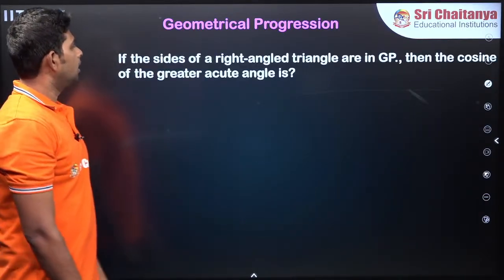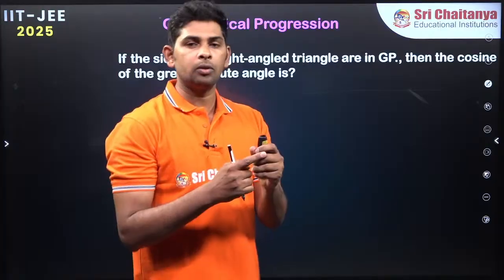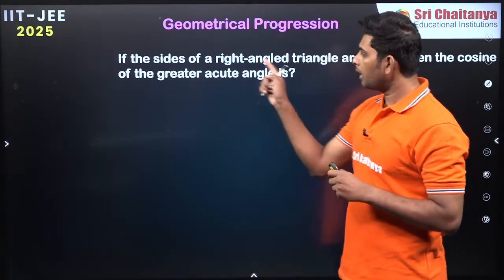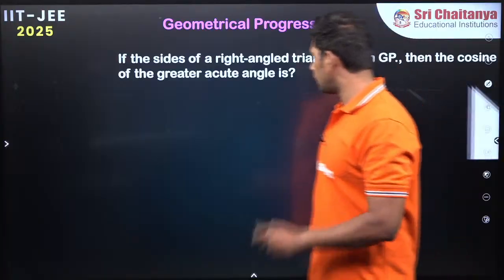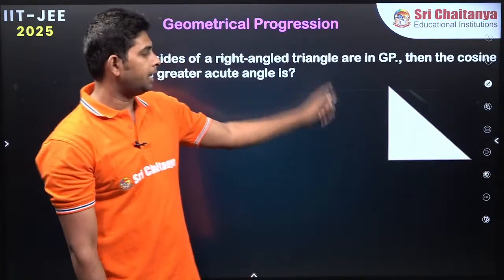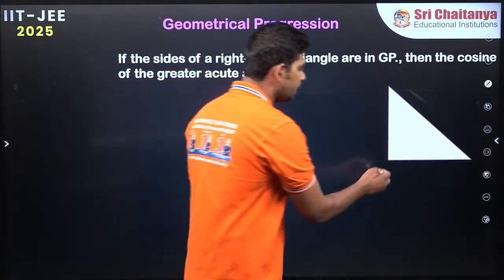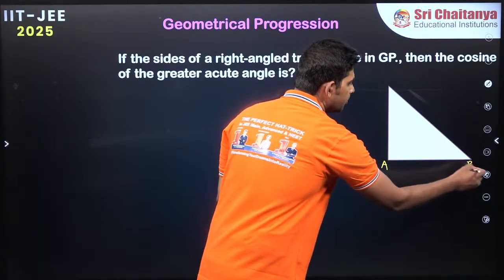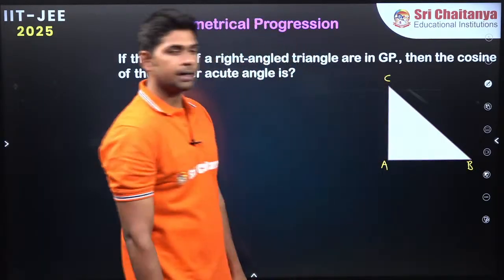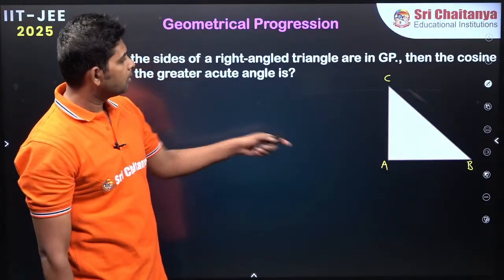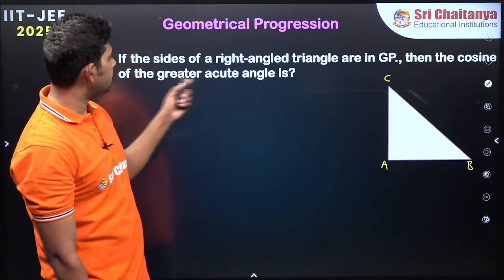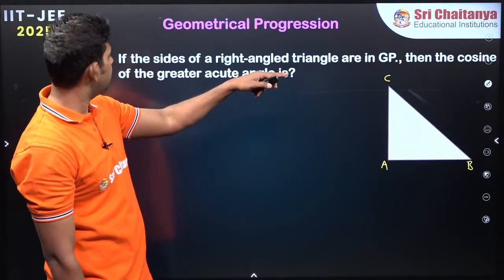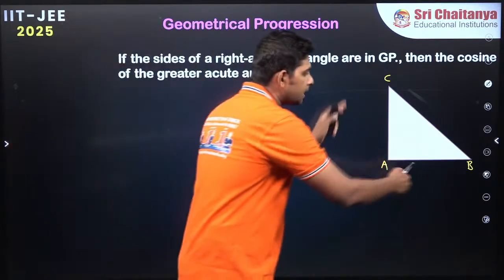Right. So now let us connect this GP to the sides of a triangle. We know a triangle, if I am taking a right angle triangle particularly, it is going to have a base, height, and hypotenuse. Now I am taking this one here as small capital A, B, C, the vertices of the triangle. Now in this, if I am going to take the greatest angle, they are asking for the cosine of that. In the right angle triangle, the sides are in a GP. So all these sides are in GP.